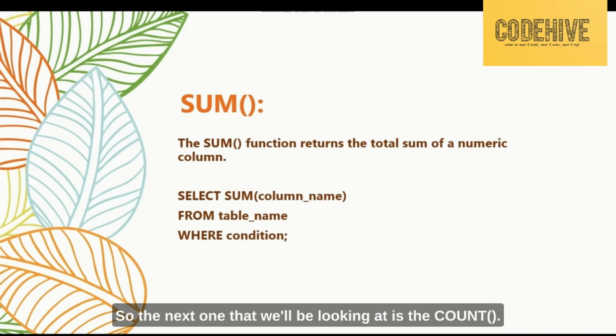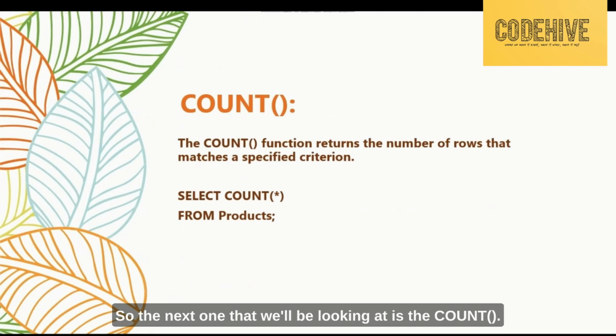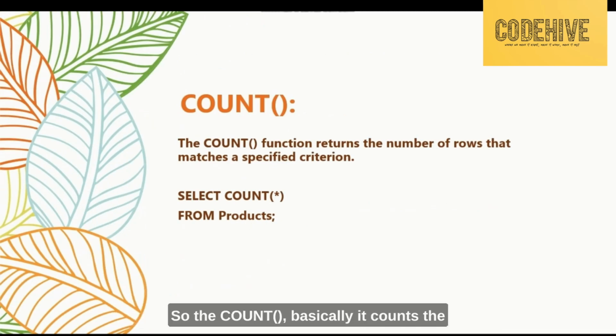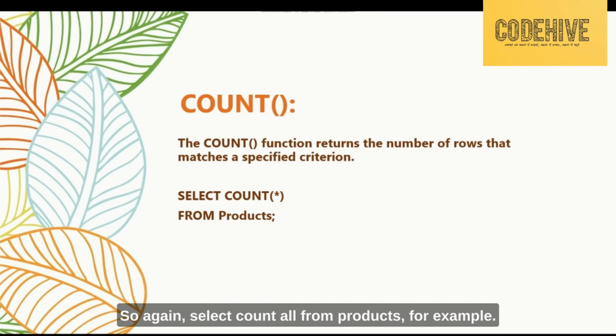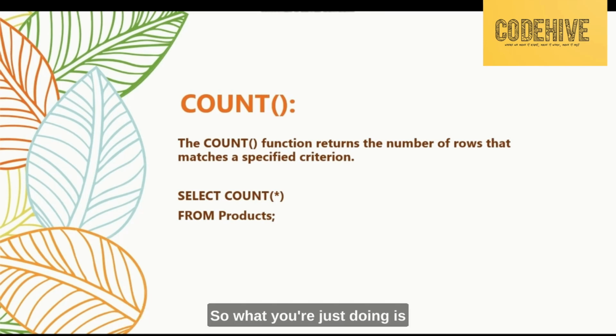Okay, so the next one that we'll be looking at is the count. Basically, it counts the number of rows in a specified column, and then it just returns the number. So again, select count all from products, for example. So what you're just doing is selecting the count from everything, like you know how we always say select all from employees table. So that's that part, and then from your table, but this time it returns the number of rows.